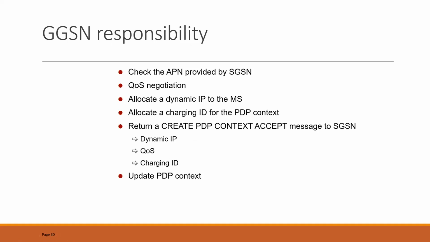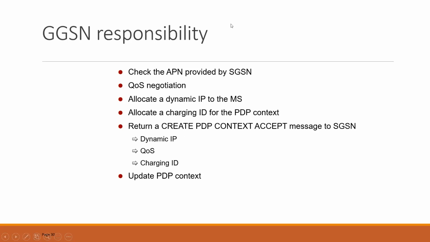Then it will do the quality of service negotiation as well. What is defined in the PCRF, what is defined in the GGSN itself, it will negotiate and provide the quality of service that is acceptable to all. It will allocate a dynamic IP address for the MSISDN, and allocate a charging ID for the PDP context, based on which your SCDRs and GCDRs are created. So it's a charging ID which is associated with your CDRs as well.